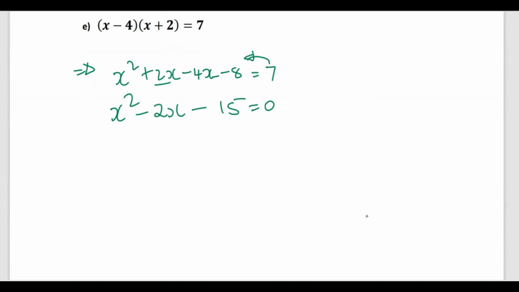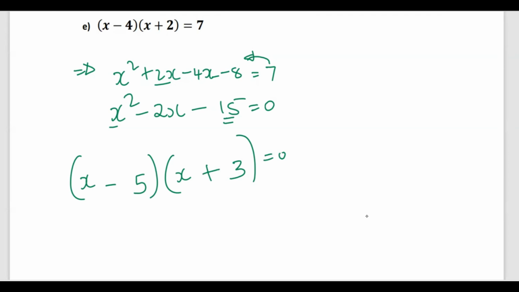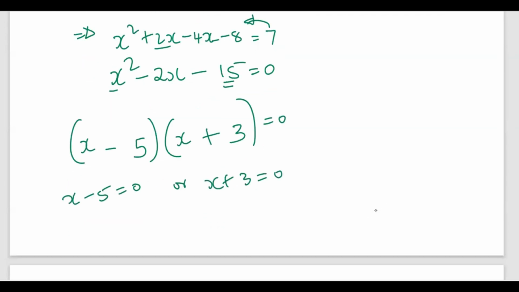So I can use my factors since I can factor this out. For me to get x squared, it has to be x and x. For me to get 15, I can use 5 and 3. Since it's a negative, then this will be a negative and this will be a positive, is equal to 0. So either x minus 5 is 0 or x plus 3 is 0. Then from here, we know that x is going to be 5, or our x is going to be negative 3.